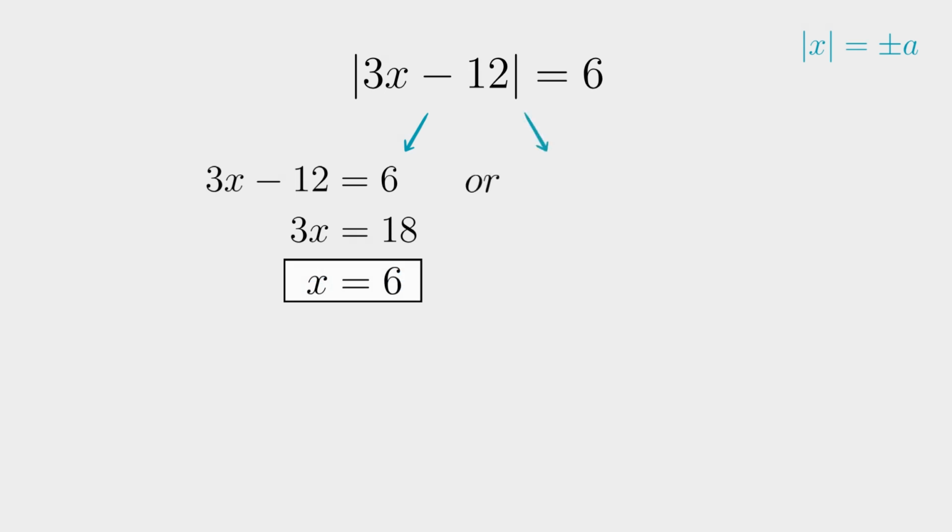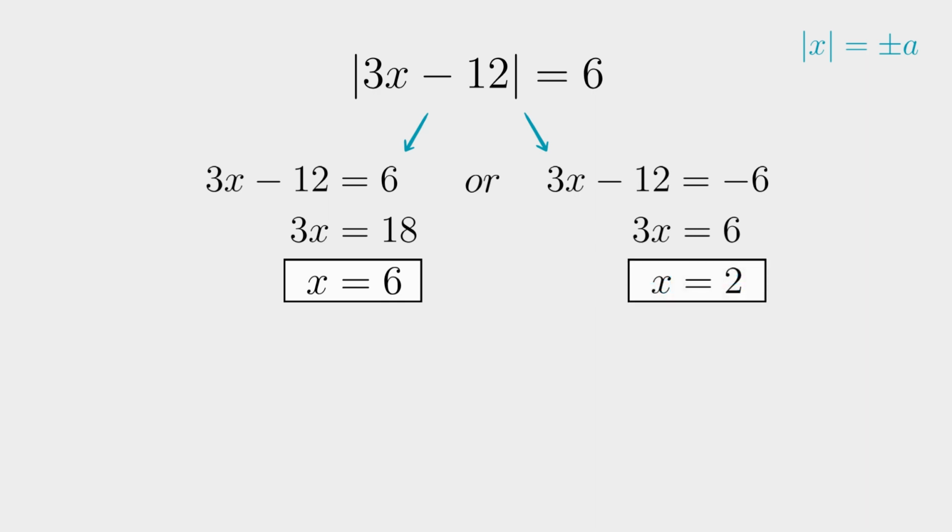In the second case, we make 3x minus 12 equal to negative 6. Add 12 to both sides, then divide both sides by 3. And your answer for your second x is x equal to 2.